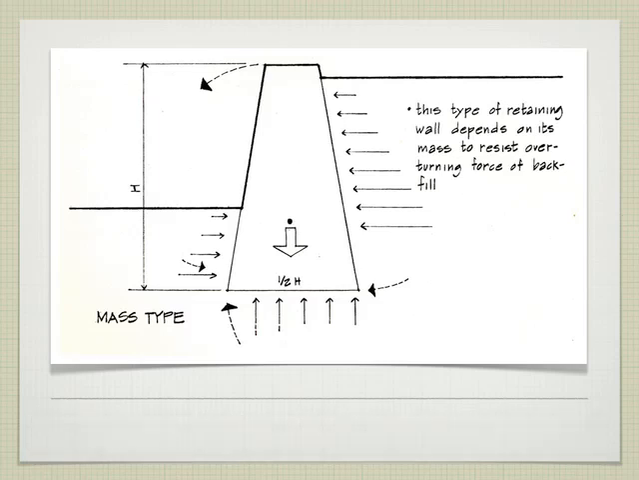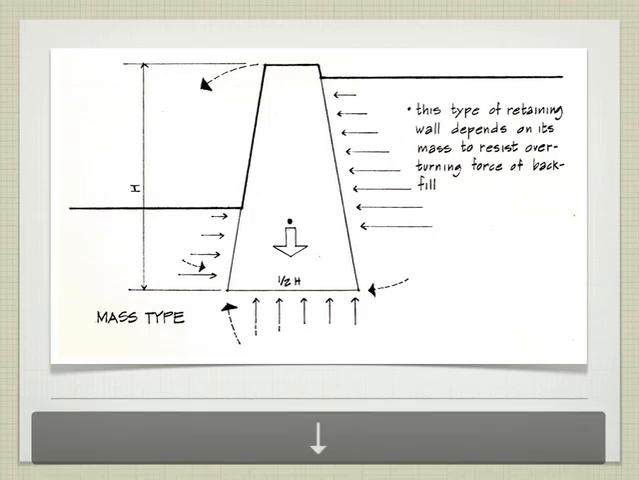And the last type is mass. And that is the idea that we build a wall that's heavy enough so that it can't overturn. And it can't slide because it's so heavy. And so this was kind of the old-fashioned way of building a retaining wall. You build it big, tapered, and it doesn't overturn, okay?